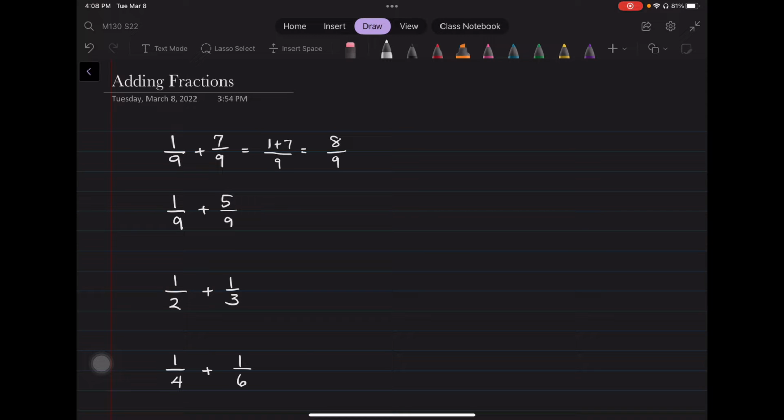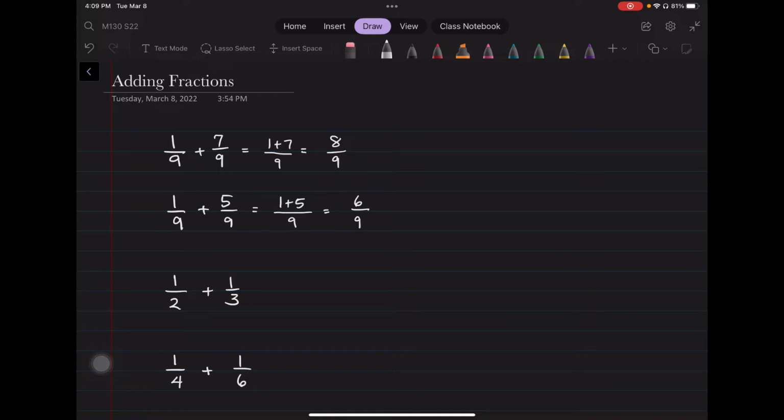This example is as simplified as possible. The 8 and the 9 don't share any common terms, and so I'm finished at this point. Looking at the next example, again, I keep the denominator and I add the numerator, and I'm showing a little bit of an intermediate step so you can see what I'm doing there with that addition. 1 plus 5 is 6, and here I have 6/9.